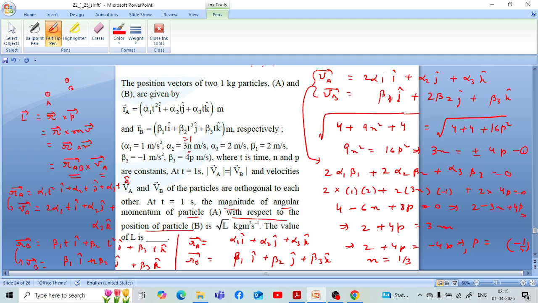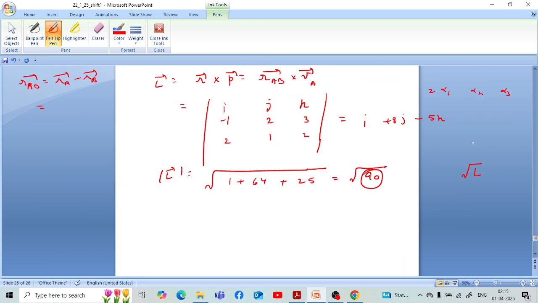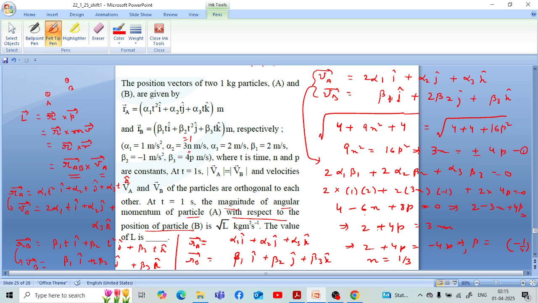As you can see from this problem, the magnitude of angular momentum of particle A with respect to the position of particle B is square root L. So the result which we get here is square root L equals square root 90. Comparing these two, we get the value of L is equal to 90. So the answer is 90.